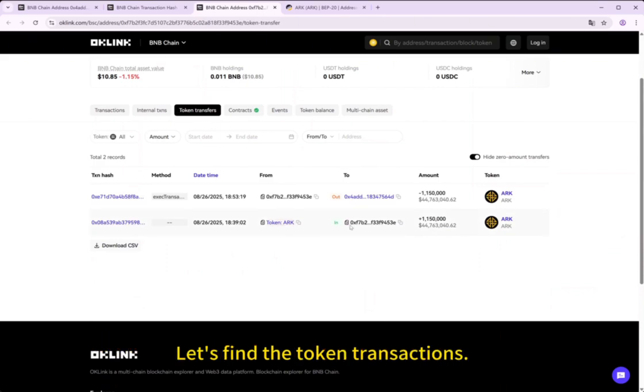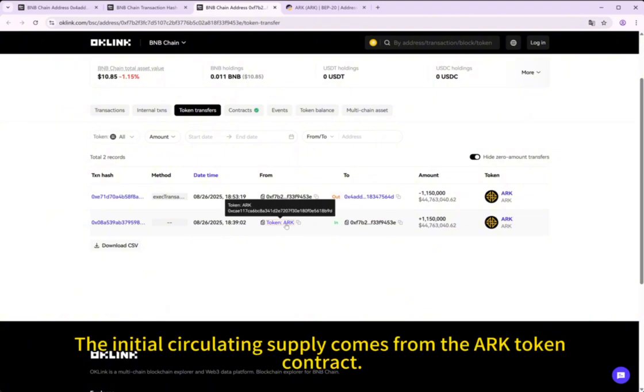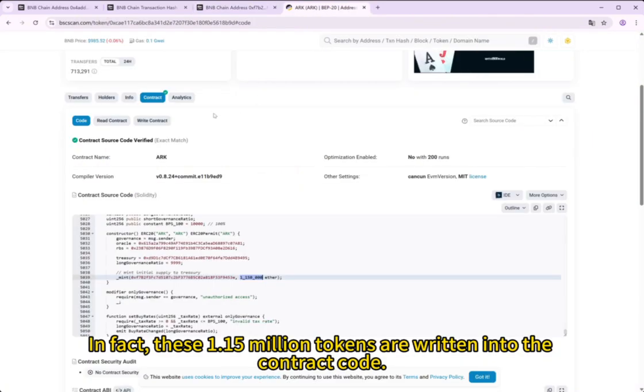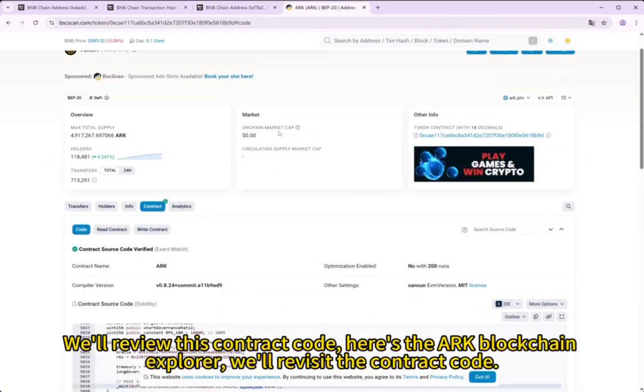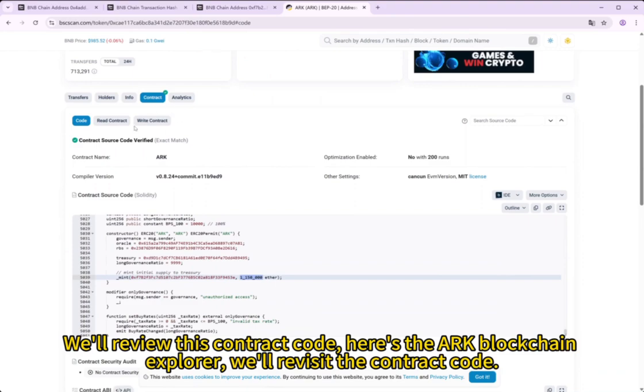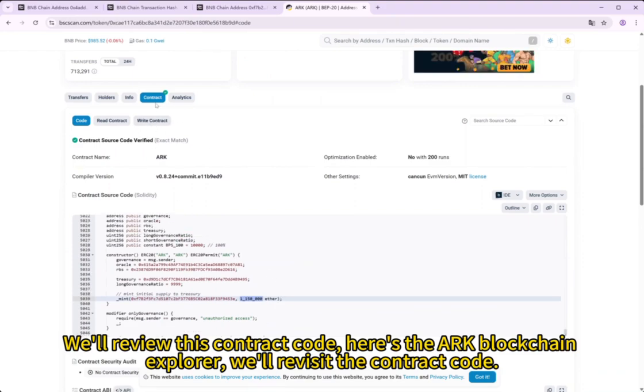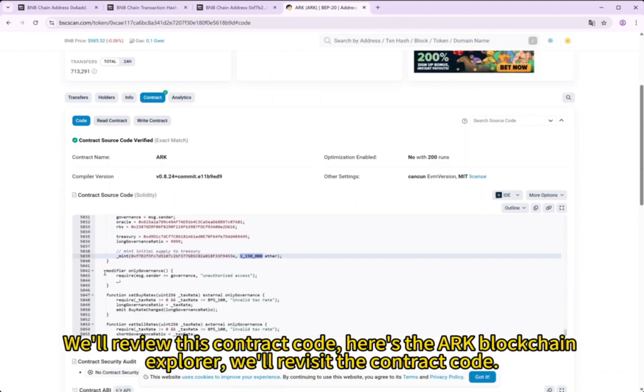Let's find the token transactions. The initial circulating supply comes from the ARK token contract. In fact, these 1.15 million tokens are written into the contract code. We'll review this contract code. Here's the ARK Blockchain Explorer. We'll revisit the contract code.